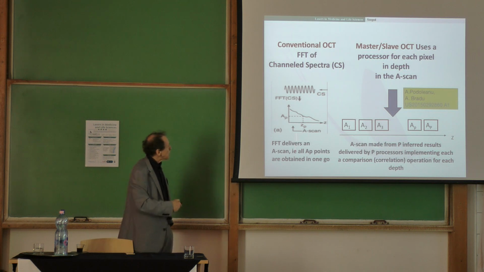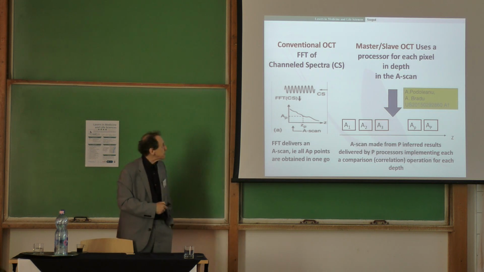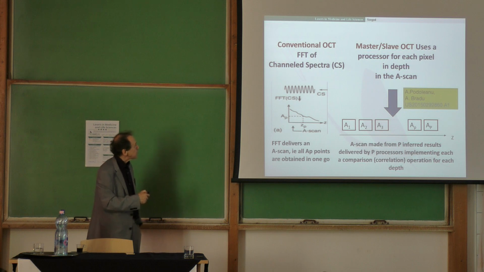So the two modern technologies I presented are based on investigating the spectrum. And the modulation is called channel spectrum. So that's the modulation, let's say, for a given optical path difference. You do an FFT of that, and that is the A scan. So that will be along the depths an A scan, amplitude along the depths. So you obtain that with FFT.